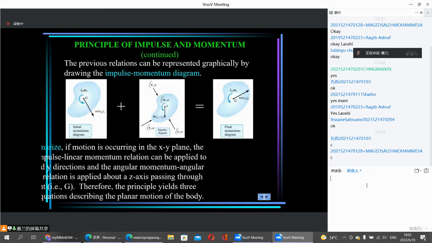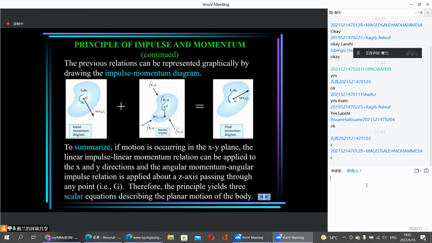And for the linear momentum, you should have the initial momentum diagram plus the FBD. This is the linear impulse diagram. It's just the FBD, but you need to do the integration, and then the final momentum diagram.